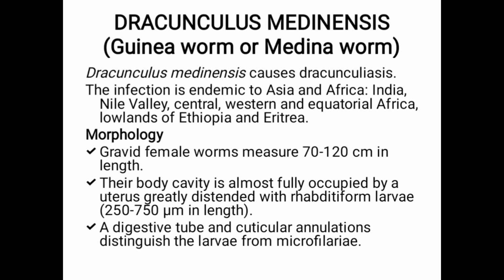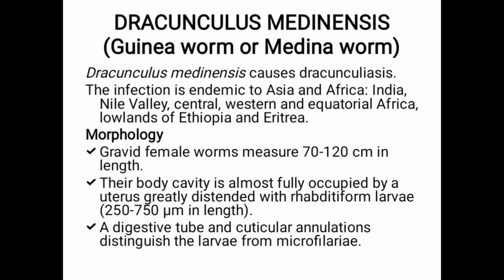Let's look at the morphology, the shape, how it looks. We have the gravid females, which measure 70 to 180 centimeters in length. What is gravid? It means carrying eggs. The female worms measure 70 to 120 centimeters. These are very long. Their body cavity is almost fully occupied by a uterus, greatly distended, with rhabditiform larvae. To be distended is to bulge.